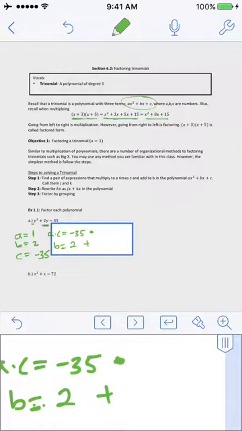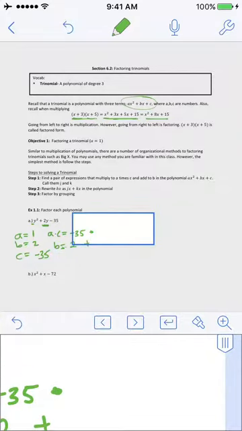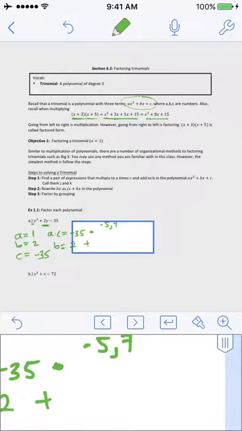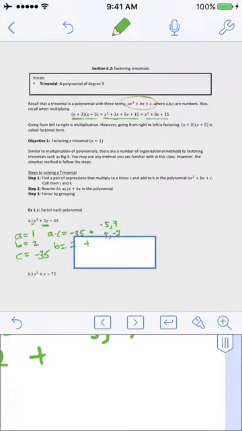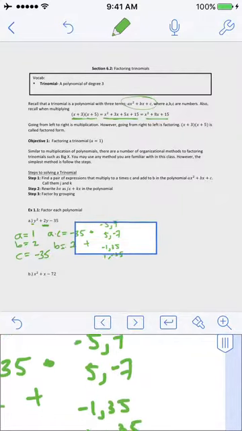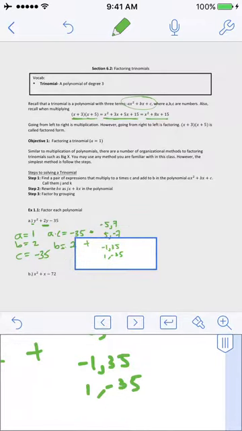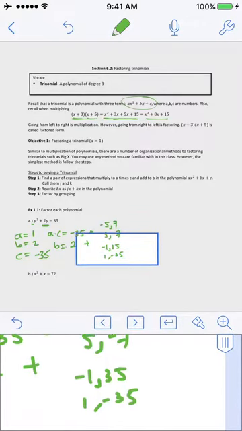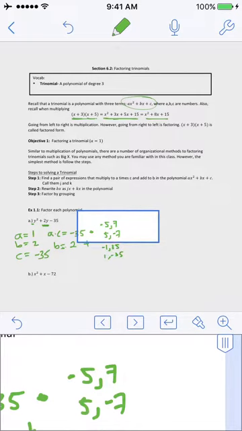Let's take a look at the factors of 35, because these two numbers have to multiply to negative 35. So let's look at some things that multiply to negative 35. Well, negative 5 and 7 do, as well as 5 and negative 7. And then also negative 1 and 35, and 1 and negative 35. Those are all the things that multiply together to get negative 35. Now, which one of them adds to positive 2? That would be this first one. I found my magic numbers.